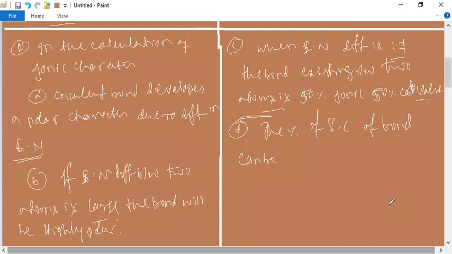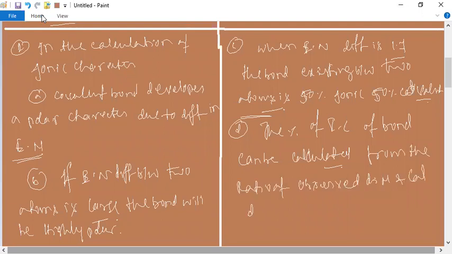from the ratio of the observed dipole moment to the calculated dipole moment. Observed dipole moment by calculated dipole moment into 100. Okay, this is the percentage of ionic character.